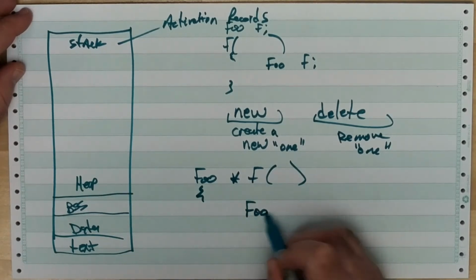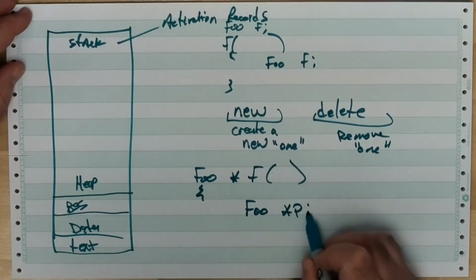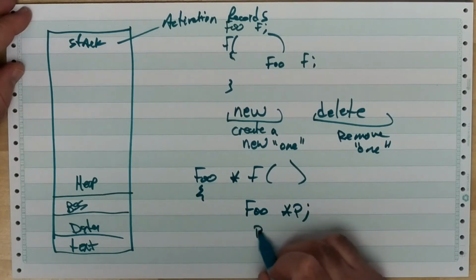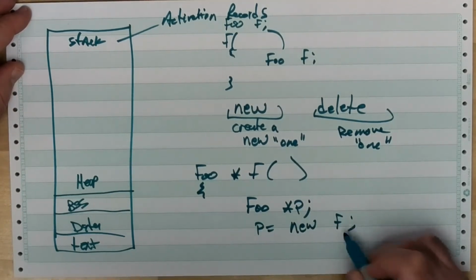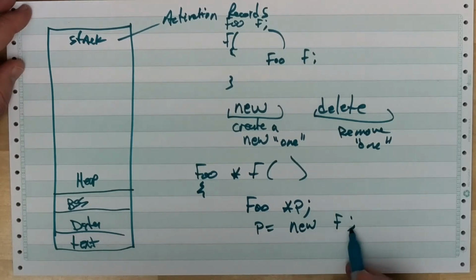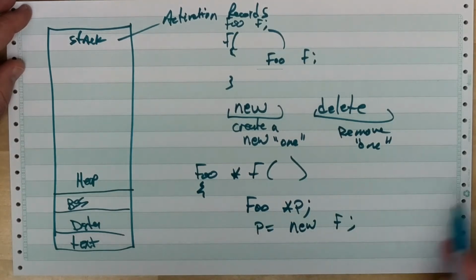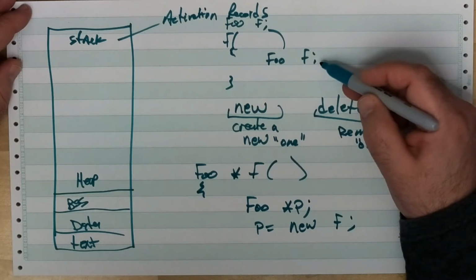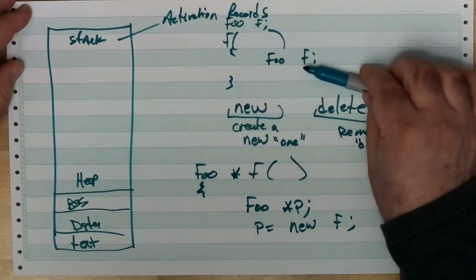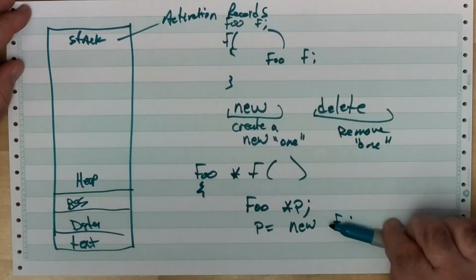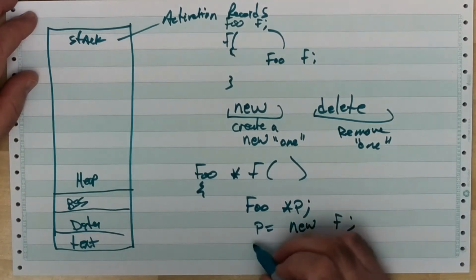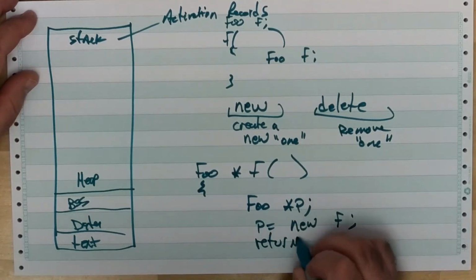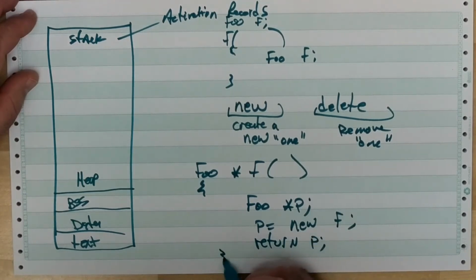Inside here, I might say star, maybe I'll call it p. I can say then p equals new f. This new f does the same exact thing as this foo f, but rather than putting it in the stack, it puts it in the heap. No other difference, okay? After that, I can say return p, and I'm done.